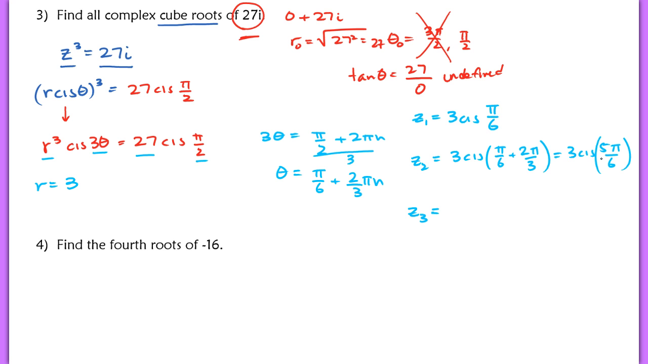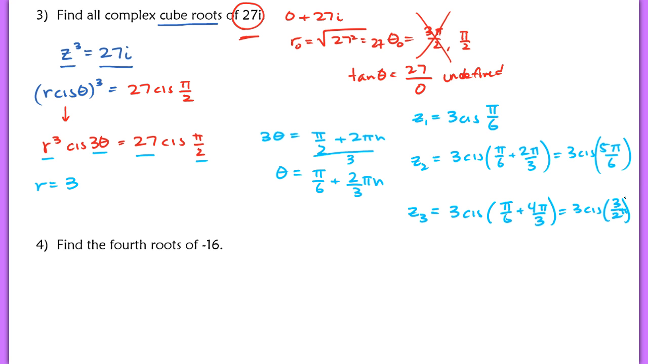Now for z sub 3, my third complex cube root, I'll take that same r value, 3 cis pi over 6 plus, now I'm going to multiply 2 times 2/3 pi. So I'm going to add 4/3 pi in. All right, here I end up with 3 cis, let's see, this is 9/6 pi, which will simplify to 3/2 pi. So 3 cis 3/2 pi.